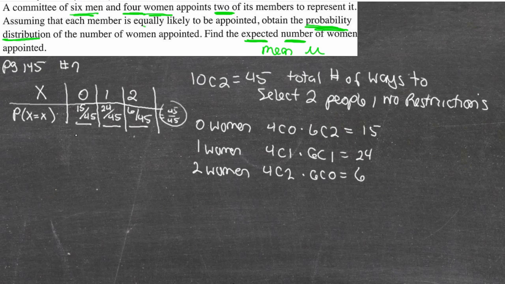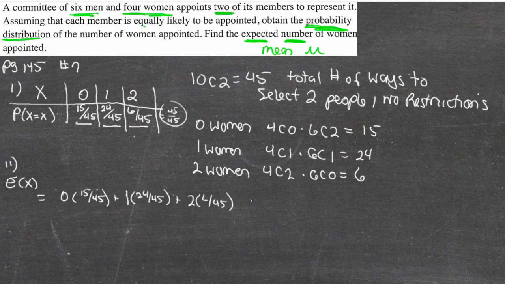And so now the next step is all I've got to do is find the expected value for women. And the way I do that is I take each of my x's times their probabilities and add them all up. So that's 0 times 15 over 45 plus 1 times 24 over 45 plus 2 times 6 over 45. And then when I add all that up, I get 0.8. So the expected value for women on a committee would be 0.8. And that's all there is to that.